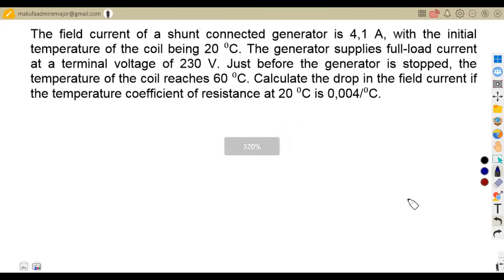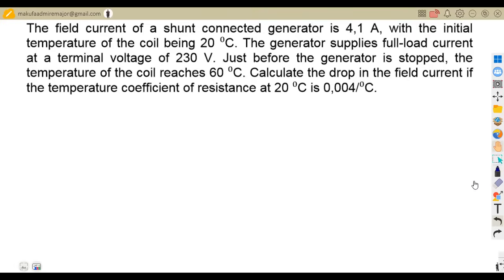So on this one, let us check our question. The field current of a shunt connected generator is 4.1 amps. So we have got the field current of a shunt connected, which is the input current, with the initial temperature. Take note, we've got the initial temperature in this case at 20 degrees Celsius. The generator supplies a full load current, which is going to be at a terminal voltage of 230.